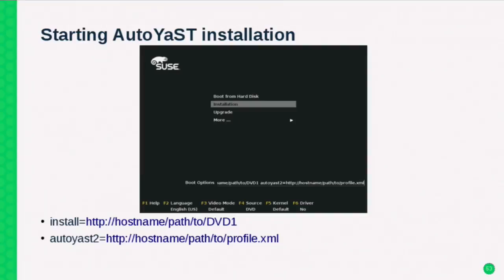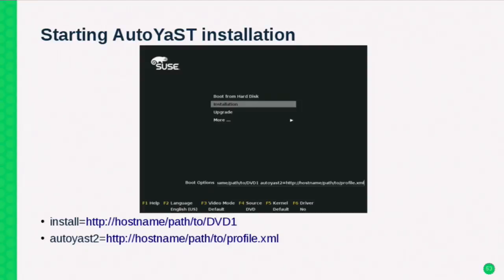The AutoYaST2 option is new in 12. There is also an option which is called just AutoYaST. It behaves almost the same. The only difference is that the AutoYaST2 option also configures the network for you automatically. So you start the auto installation this way, and if you are lucky, if the profile is correct, some minutes later you come to the system and can start using it.